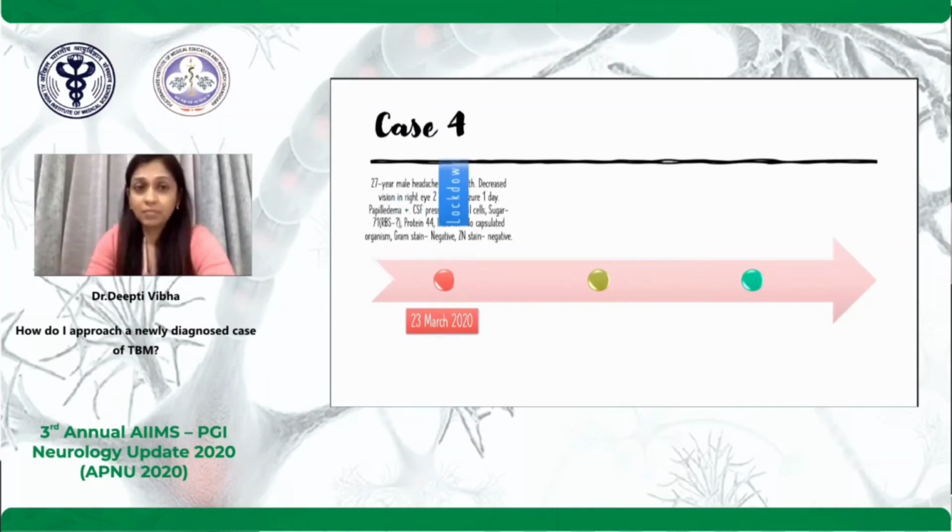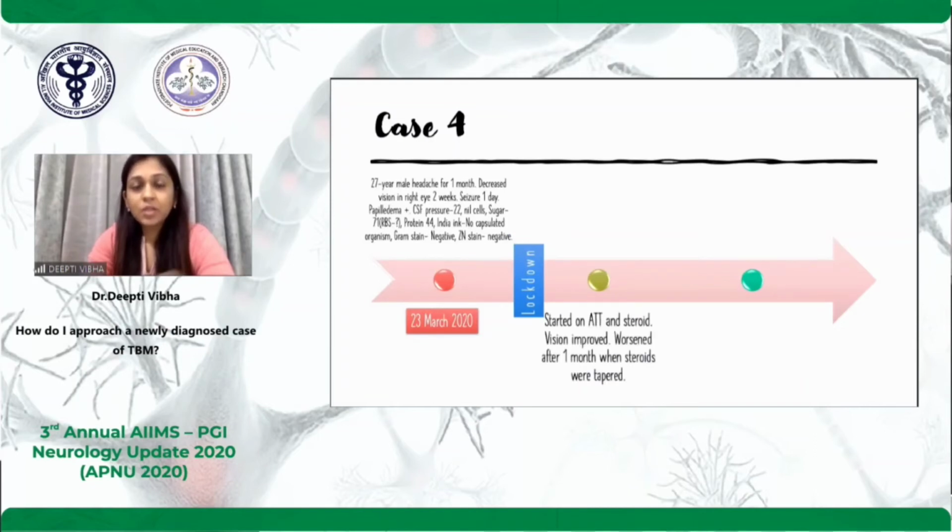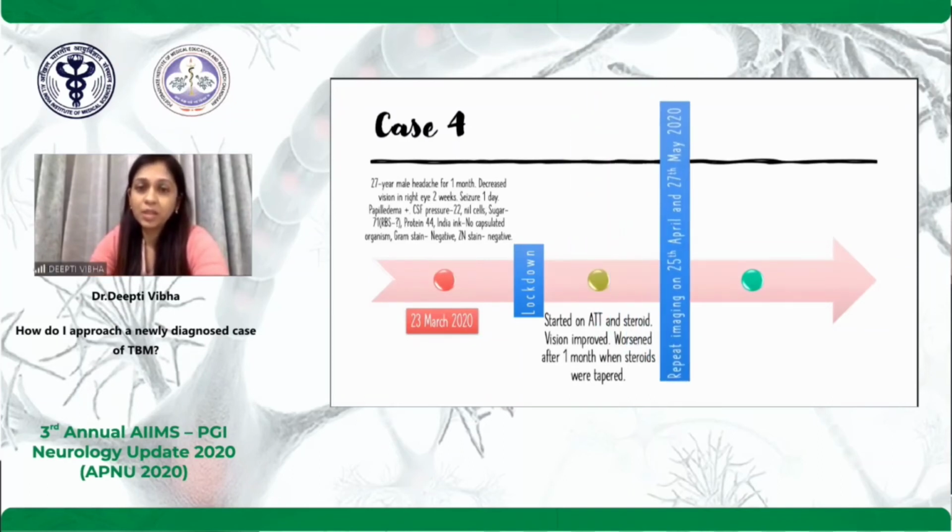Then what happened? There was a lockdown. Everything came to a standstill. So he was empirically started on ATT and steroid. Vision improved, but worsened after 1 month when steroids started tapering. This is the usual story. You see that in a lot of nicely responsive TBMs also, sometimes after you taper steroids, they just show worsening. But repeat imaging was done in April and May.